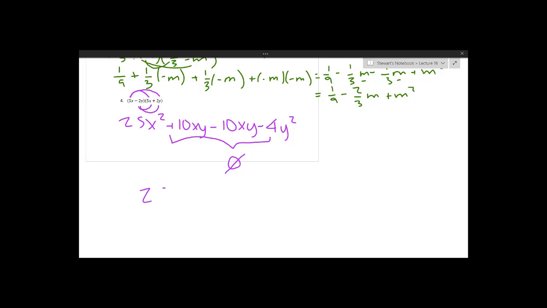So we're going to have 25x squared minus 4y squared, and it results in a difference of squares. That's where that comes from. And if you were to factor this back out, you'd end up with these conjugate terms, where there's no middle term. It's just the difference of squares.